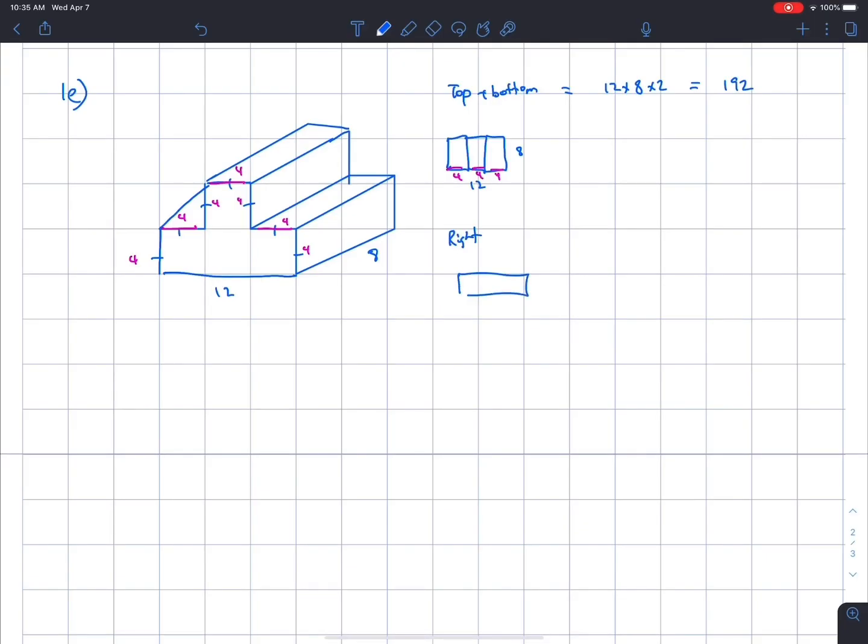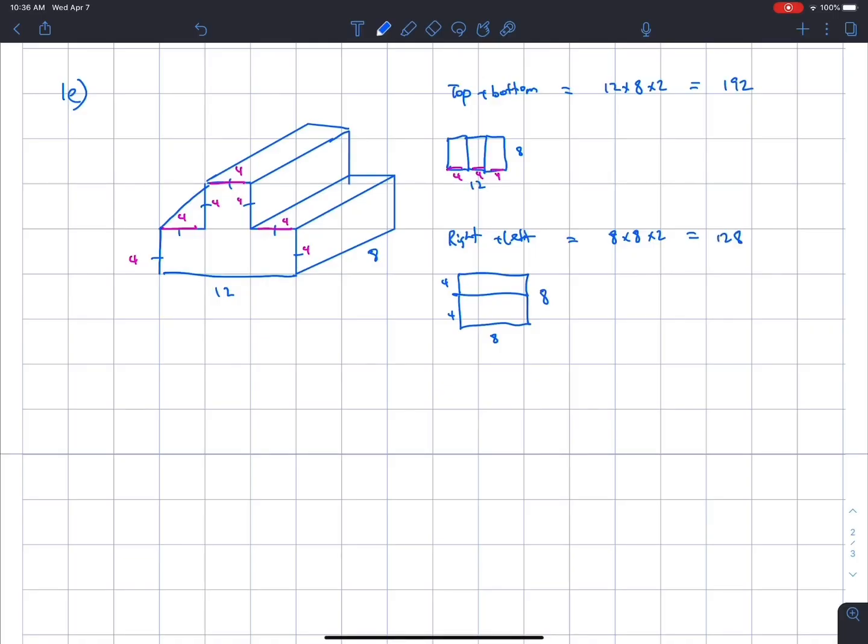The right piece, we should see one long rectangle and then another long rectangle. And this is just 8 times 4. This is also 4. So just 8 times 8 in total. 4 plus 4 is 8. So right and left is just 8 times 8 times 2. That should be 64 times 2, 128.